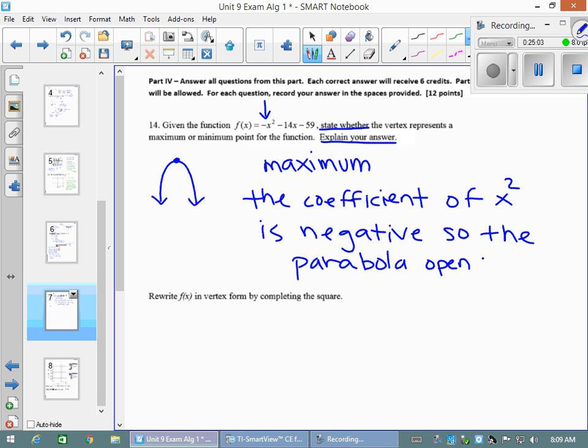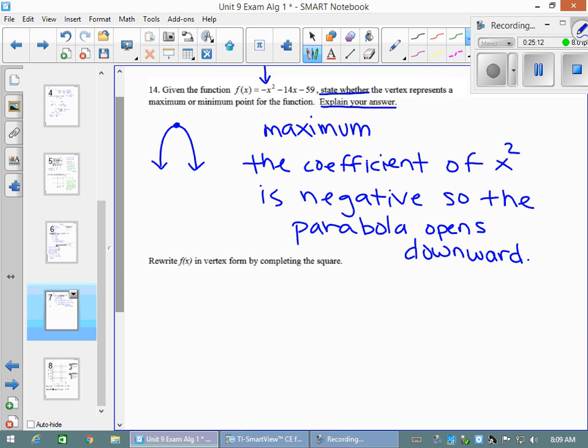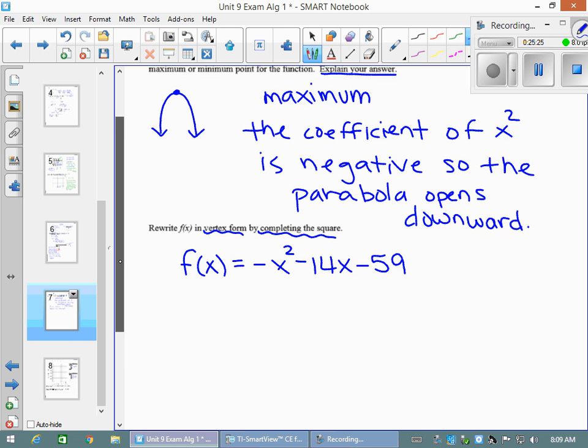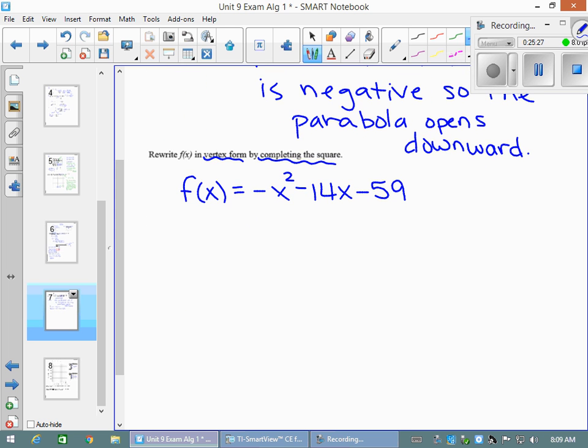This question then asks you to rewrite f of x in vertex form by using the completing the square method. Okay, so I'm just going to rewrite my function down here. And the first step when we're going into vertex form, when we're using completing the square, is to make sure that the leading coefficient is positive 1. So I know that it's not positive 1 because we knew up above that it was negative, which led to our maximum. So my first step here is going to divide every term by negative 1.